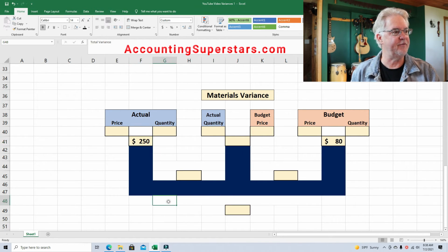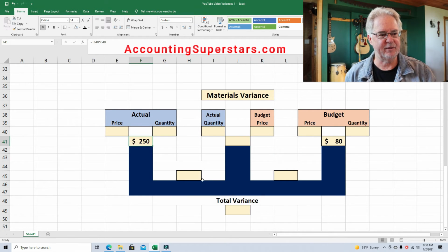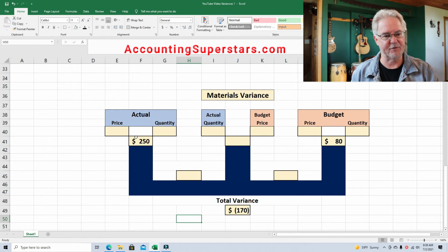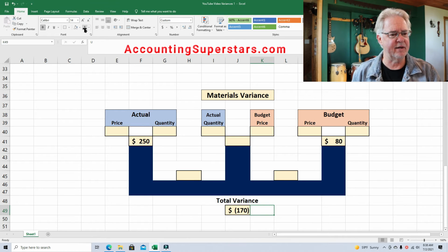So our total variance is going to be the difference between the two. So budget 80, really cost 250. Looks like we spent way more than what we thought. In fact, we spent $170 more. That's the difference between 250 and 80. And this is unfavorable.